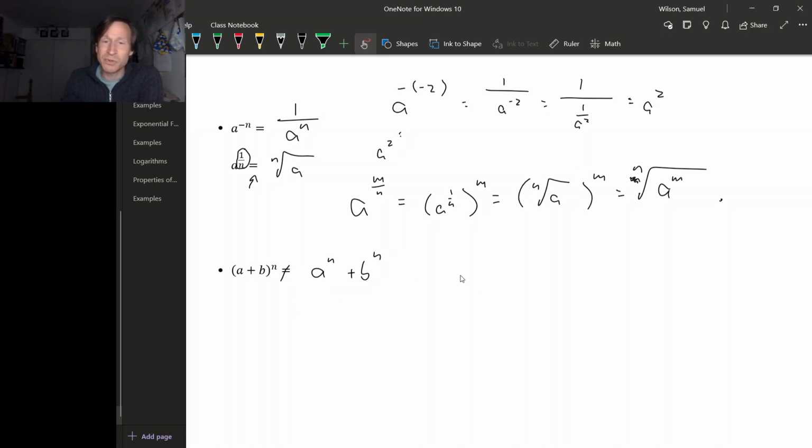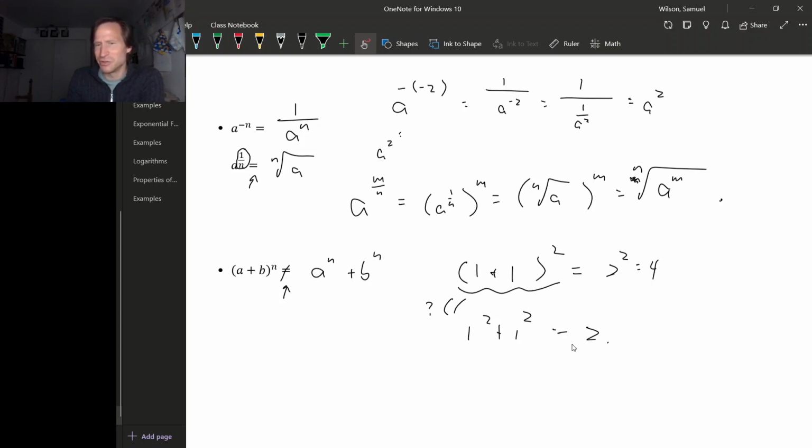Just as an example, try 1 plus 1 squared. Now 1 plus 1 is 2, and 2 squared is 4. So what this actually is equal to is 4. But what about 1 squared plus 1 squared? If we thought that these things were equal, we would think these two things were equal. But is 1 squared plus 1 squared equal to 4? No, it's equal to 2. So you can see these two things aren't equal in general.